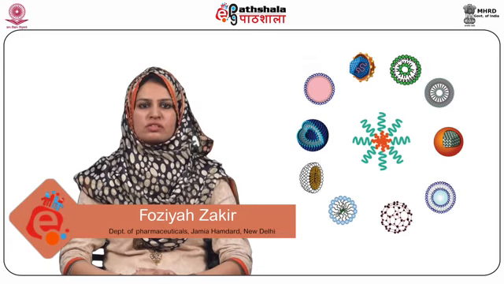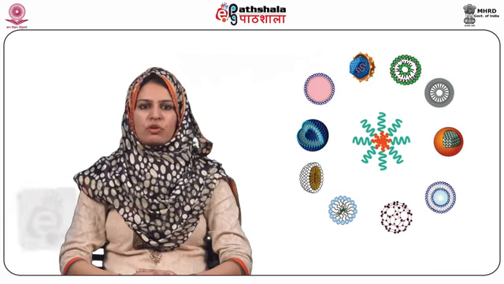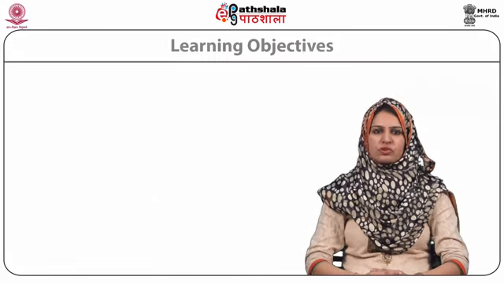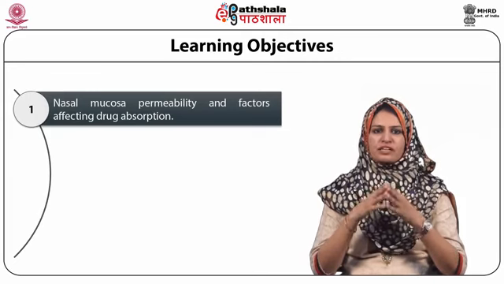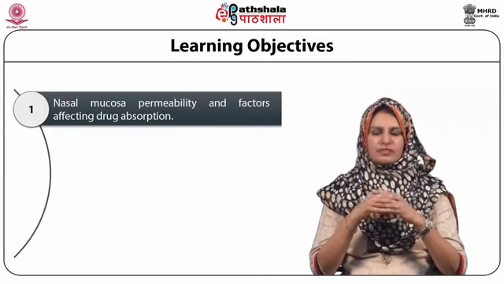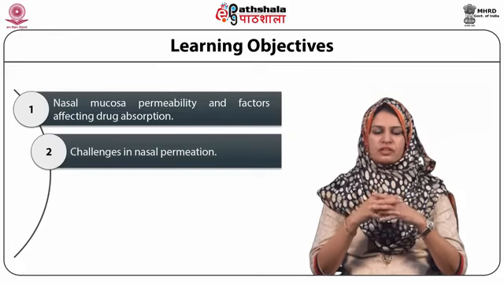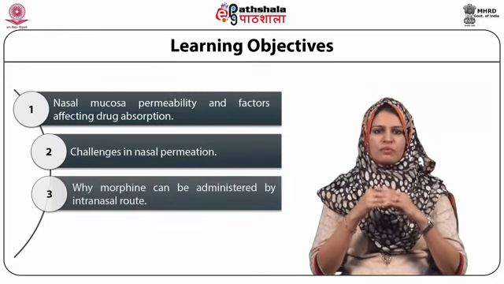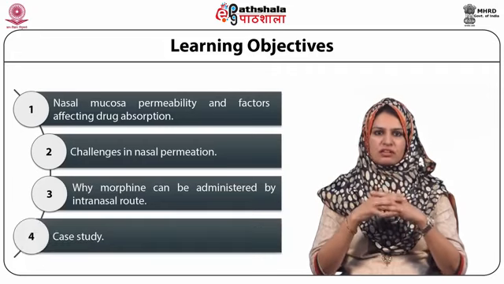Today we are going to discuss the module Nasal Delivery of Polar Drugs from the paper Novel Drug Delivery System 1. So students, let us see what we are going to learn in this module. We will first start with nasal mucosa permeability and the factors affecting drug absorption. We will then pass on to challenges in nasal permeation. We will also study why morphine can be administered by the intranasal route with the help of a case study.